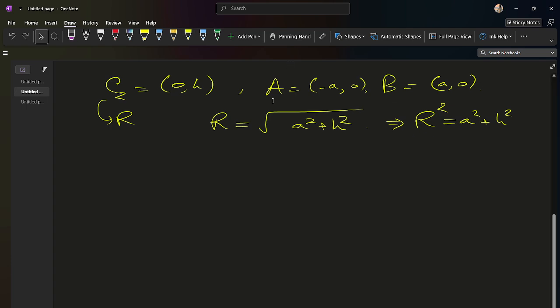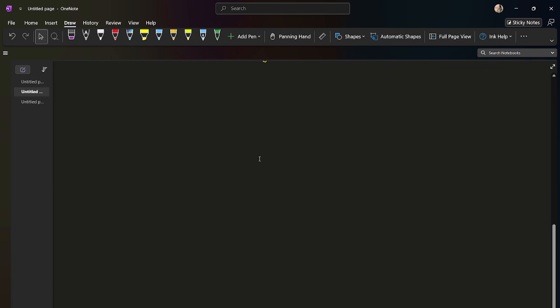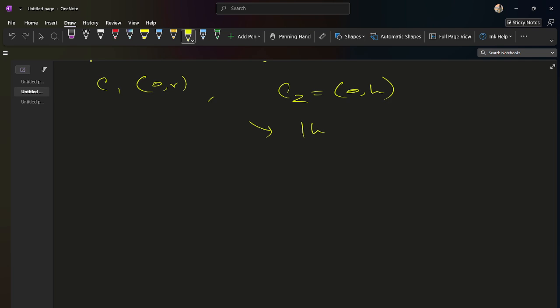So now we are going to see the tangency condition on the given circle. The distance between the centers of the circles is what? My center of this is 0, r, and the center of this is 0, h. So that is equal to mod of h minus r. Since the two circles are tangent to each other, that will be mod of h minus r equals big R minus r.